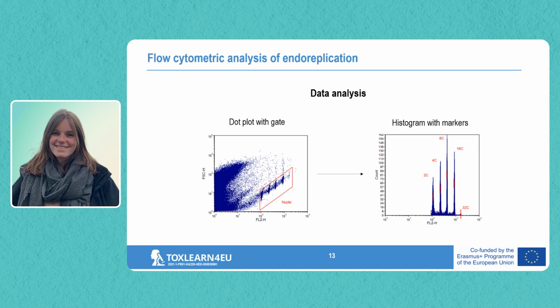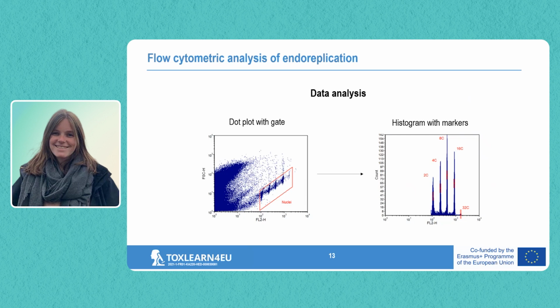So because of that, we put a gate around them. And then in our data analysis software, we can say that in this next graph, this histogram on the right, we only want to see the particles that are inside this gate. So all this rubbish, let's say, on the left side, it's just left out. So now we focus on these.